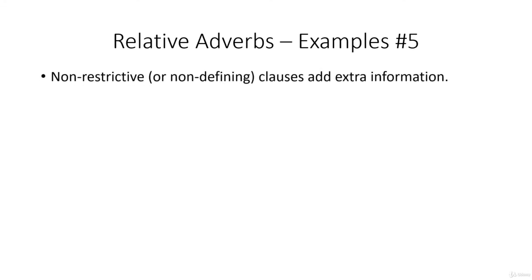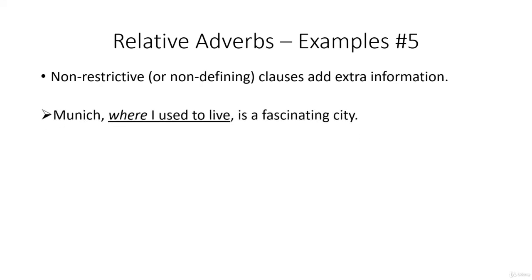Now, if we look at non-restrictive or non-defining clauses, we'll see that they add additional information. So Munich, where I used to live, is a fascinating city. And we see the commas around the non-restrictive clause, which when we remove it, we get Munich is a fascinating city. The fact that I used to live there is just a little bit of extra information.